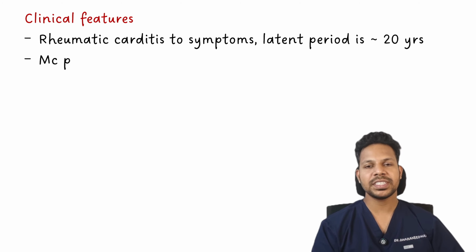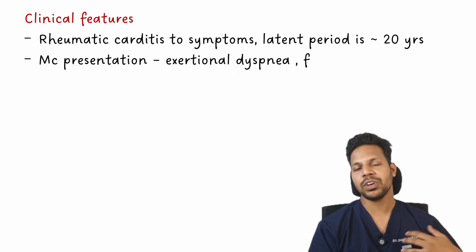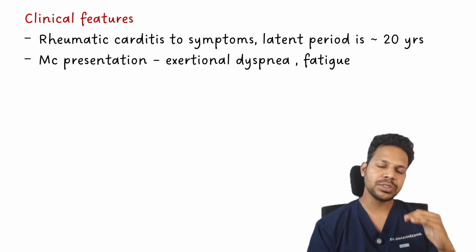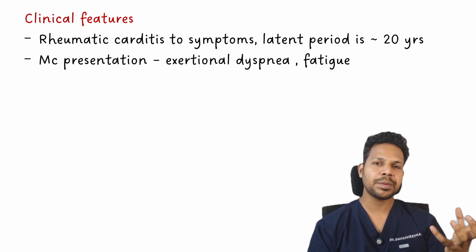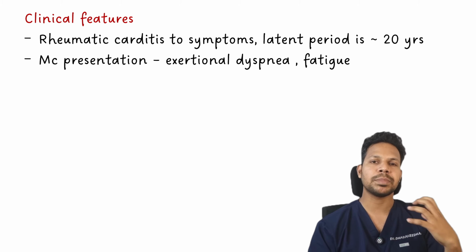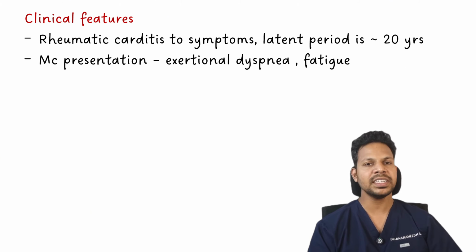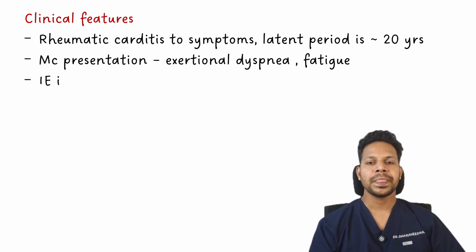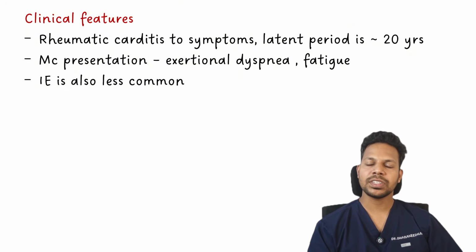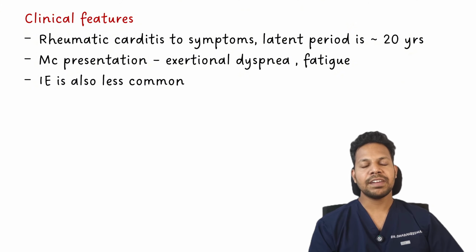The most common presentation is exertional dyspnea and fatigue. Like we already saw, since the mitral stenosis is not allowing the blood from the left atrium into the left ventricle, there is pooling of blood and there is pulmonary congestion, and that will result in exertional dyspnea and fatigue. Infective endocarditis is also there, which is again less common here. And the left ventricle is unaffected.